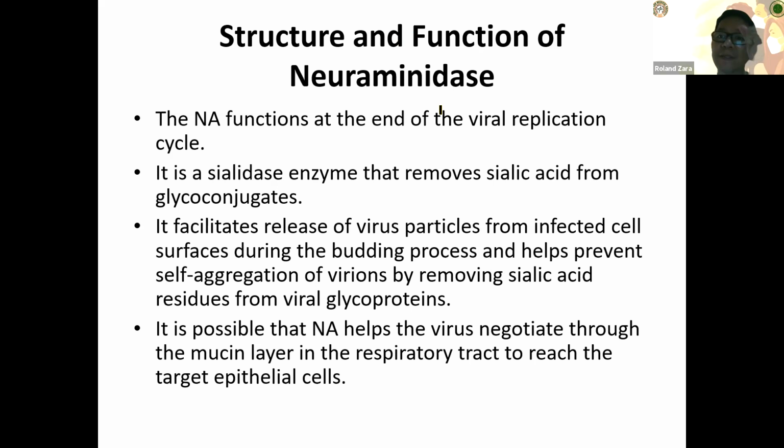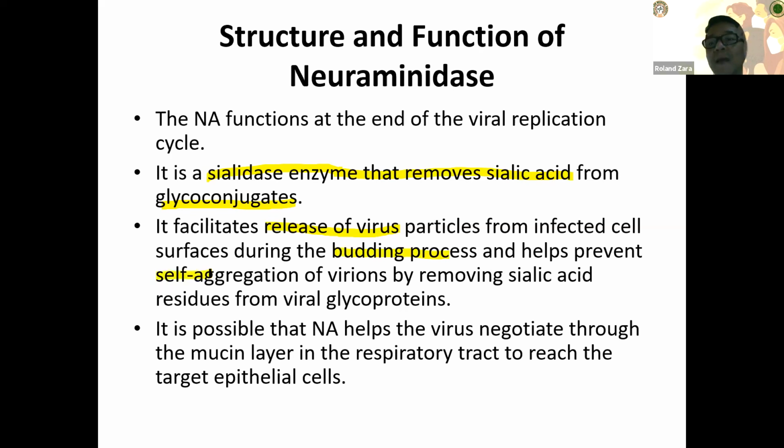Your neuraminidase functions at the end. For example, this is the cell, and this is a new virus, ready to be released. The enzyme will cut the new virus from attaching to the plasma membrane for it to be released. There is a sialidase enzyme that removes the sialic acid from the glycoconjugate, so they will not aggregate. It facilitates the release of the virus from the infected cell. Later on, we will see how they are released during the budding process, and it helps prevent them from self-aggregating.